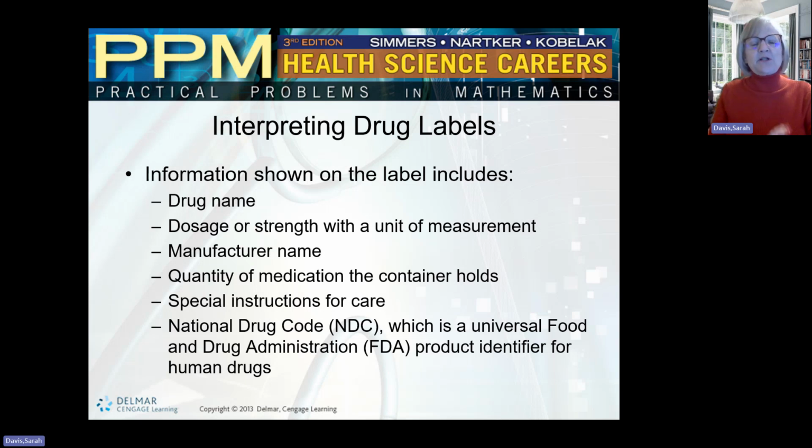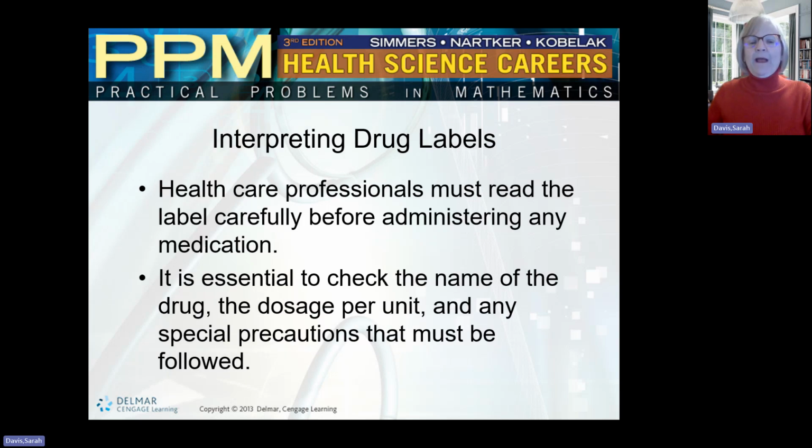Also, there's going to be special instructions for care for some of these medications. Maybe they cannot be subjected to light, things like that. That determines where we store it in our pharmacy. And then, of course, there's something called a National Drug Code, or an NDC, which is a unique product identifier for drugs. And we will talk a little bit more about that as well today. So again, we have to be really, really careful when we are looking at these medications.